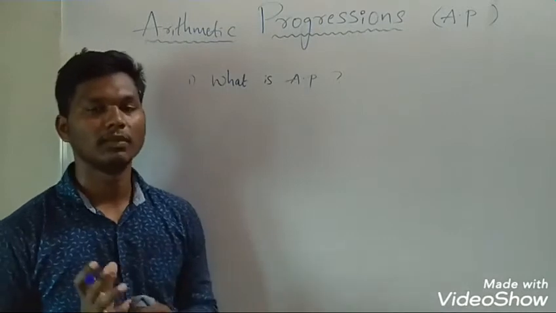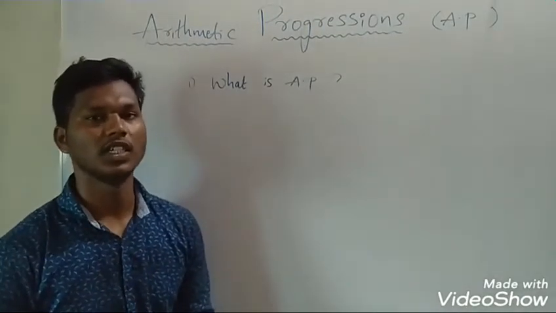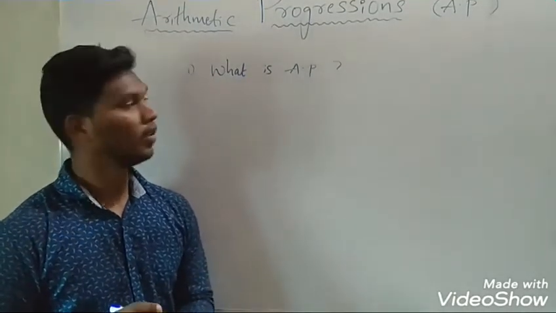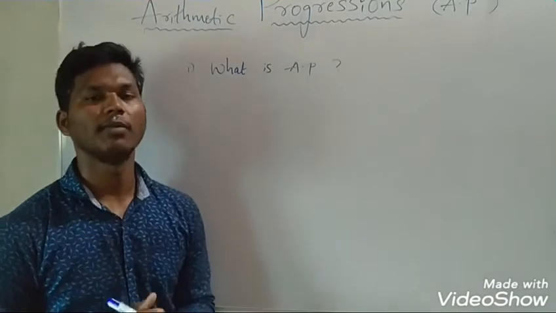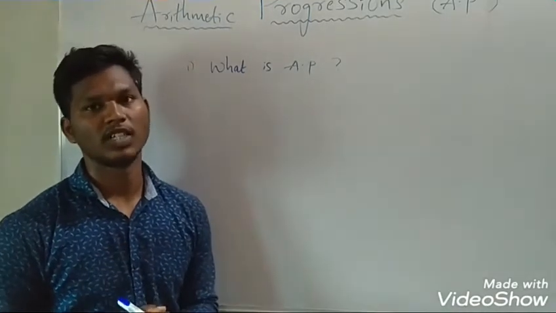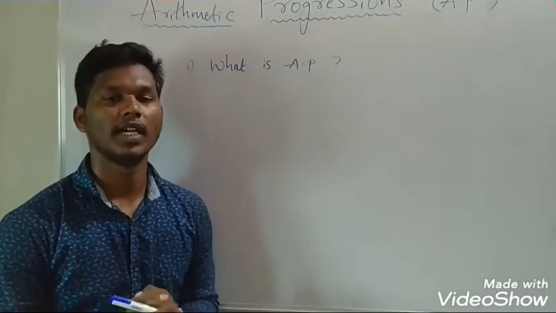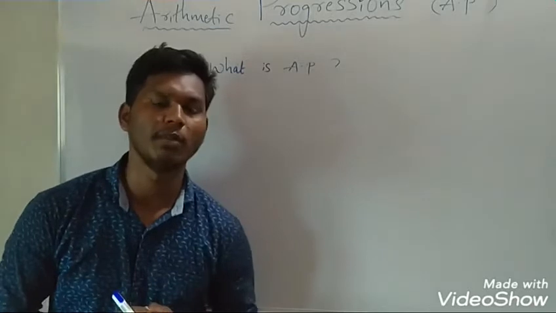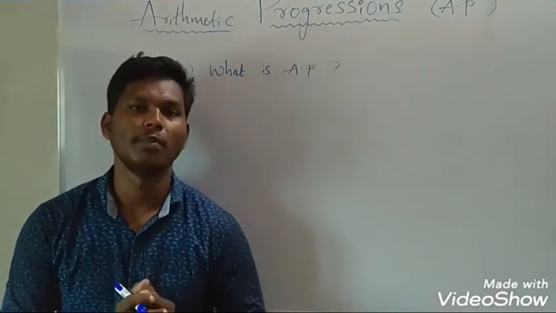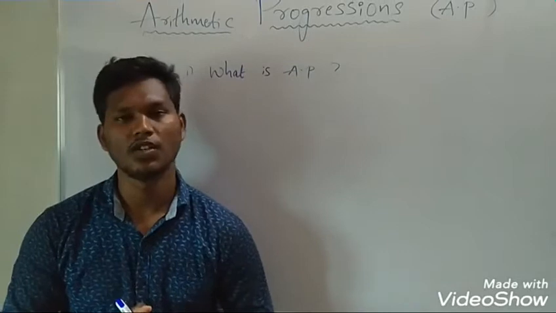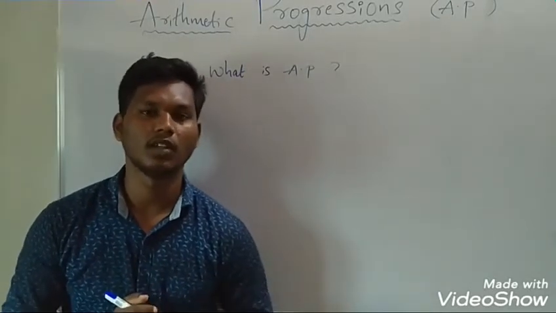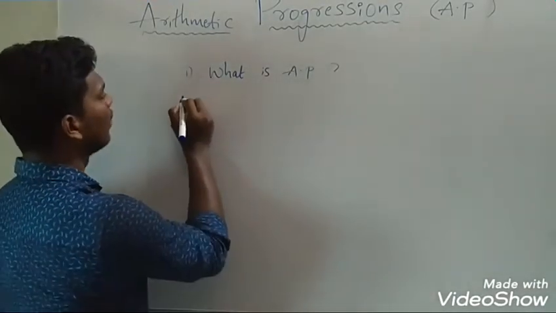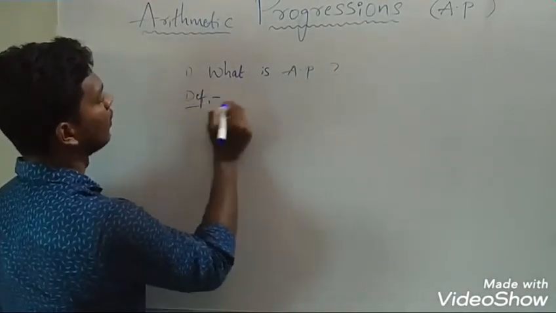So what is AP? AP is a list of numbers in which each term is obtained by adding a fixed number to the preceding term. One more time I am repeating: AP is nothing but a list of numbers in which each term is obtained by adding a fixed number to the preceding term. So here I am writing the definition of AP.